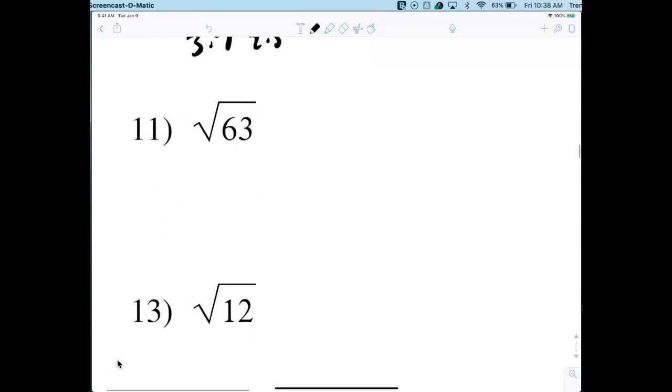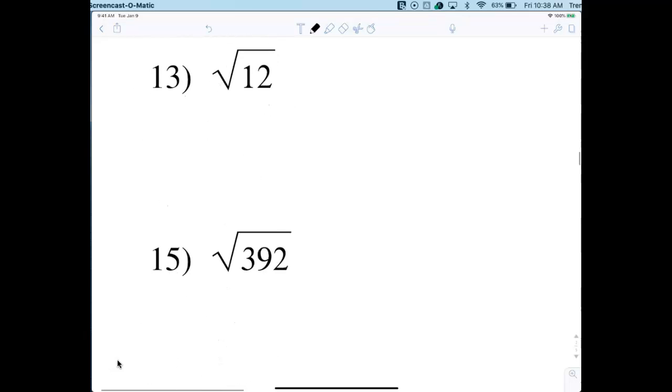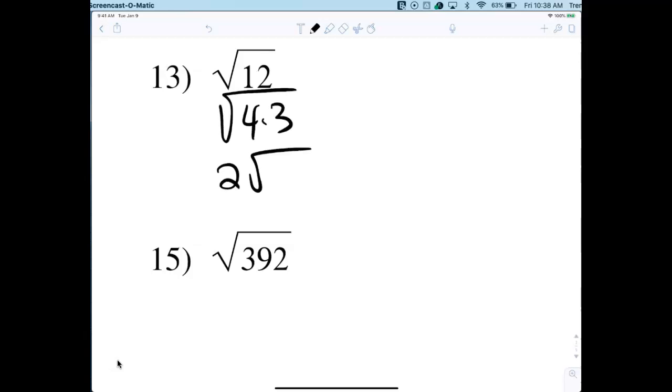All right, what perfect square is in 63? 9 times 7. Come on. Square root of 9 is 3, so 3 radical 7. All right, here we go. What perfect square is in 12? 4 and 3. So 2 radical 3.